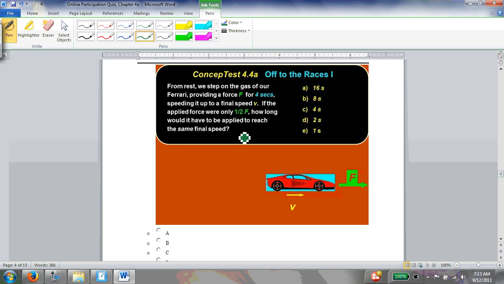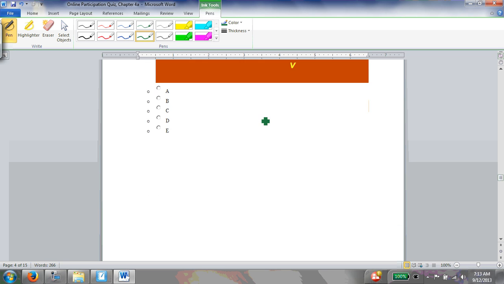From rest, we step on the gas of our Ferrari, providing a force F for 4 seconds, speeding up to a final speed V. If the applied force were only half F, how long would it take to reach the same final speed? Well, we know that V is equal to V naught plus AT, and I also know that F equals M times A. Now, if I apply half the force, that means I get half the acceleration. So if I have half the acceleration, I'm going to need twice the time in order to get to the same final velocity. It was 4 seconds, so it's going to be 8 seconds.